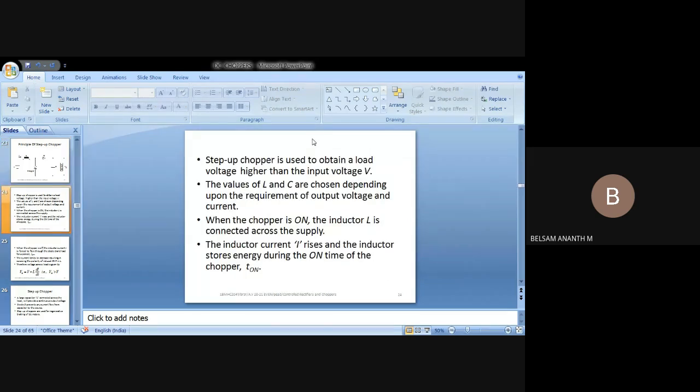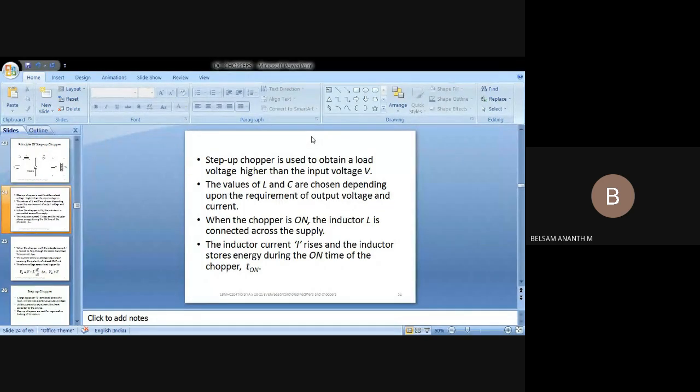Now the step-up chopper is used to obtain a load voltage higher than the input voltage. And what is load voltage? Output voltage. It may be higher than the input voltage. That is the meaning of step up, right? The values of L and C are chosen depending on the requirement of the output voltage and current.